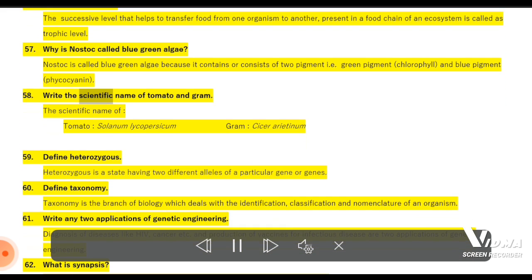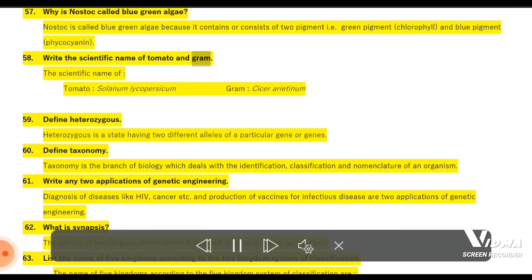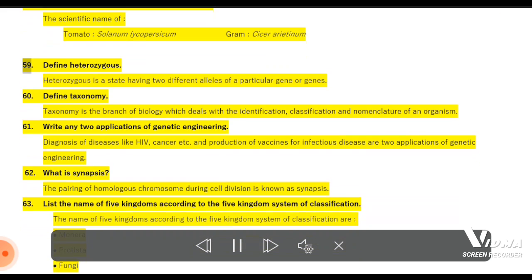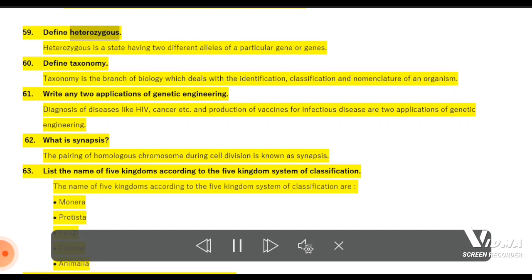58. Write the scientific name of tomato and gram. The scientific name of tomato, Solanum lycopersicum; gram, Cicer arietinum. 59. Define heterozygous. Heterozygous is a state having two different alleles of a particular gene or genes. 60. Define taxonomy. Taxonomy is the branch of biology which deals with the identification, classification, and nomenclature of an organism.